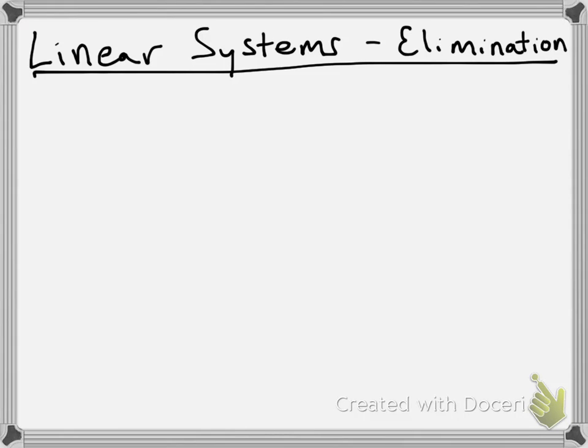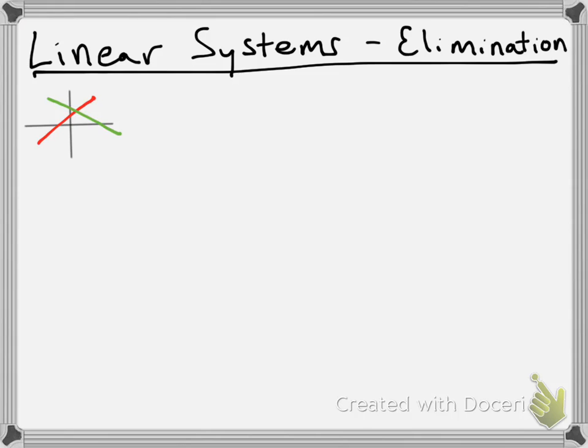Hey, so in this video, I'm going to show you how to solve a linear system using the method of elimination. So again, I'm going to talk about what a linear system actually is before we get into this. A linear system is when you consider two lines at the same time. For example, here is one line in red, and I have another line in green here.